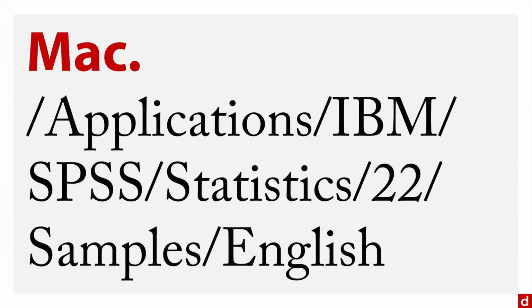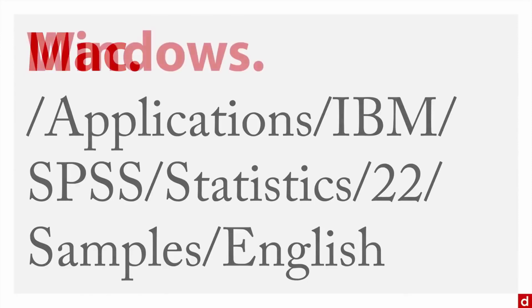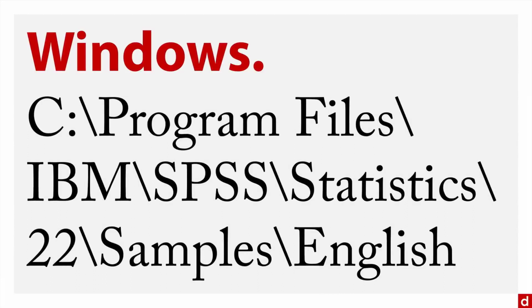Now, if you're on a Macintosh like I am, then it's going to be in your applications folder under IBM SPSS Statistics 22 or whatever version you're using, then samples, and then in English, then you'll have them. In Windows, it's a little bit different. It's going to be C, Program Files, IBM, SPSS Statistics, 22 or whatever version you have, samples, and then English. So you have to navigate to that manually in order to be able to find those.